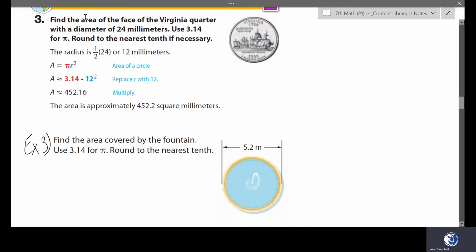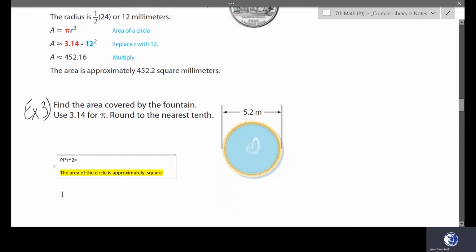It says find the area of the face of the Virginia quarter with a diameter of 24 millimeters. Use 3.14 for pi, round to the nearest tenth if necessary. So here it says the radius is 1/2 of the diameter. We know this from the previous lesson, chapter 8, lesson 1. So we still use the same formula, pi multiplied by radius squared. Just make sure that you're plugging in the radius and not the diameter. It gave us a diameter of 24, so we plugged in a radius of 12. The radius is always half of the diameter.